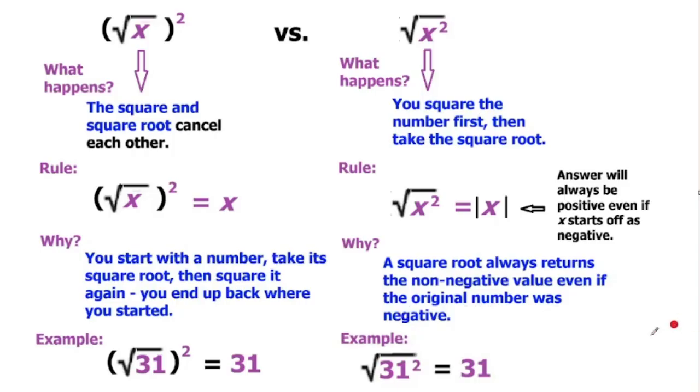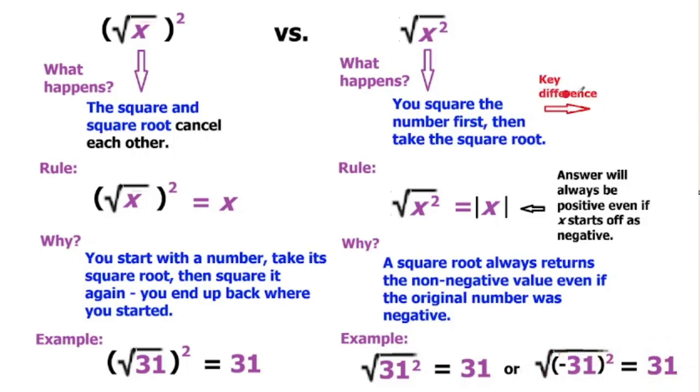So let's see an example. If we start off with 31 squared, we square 31, and then we take its square root after, we end up with 31. But if we start off here with negative 31 and then we square that, we square negative 31 and then we find the square root, that's going to give us back 31.